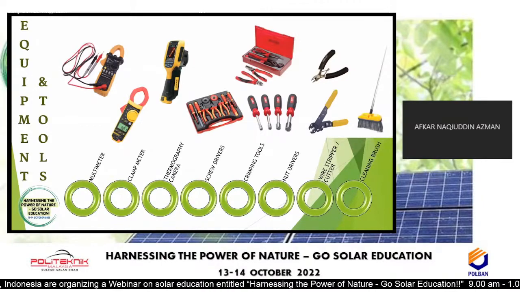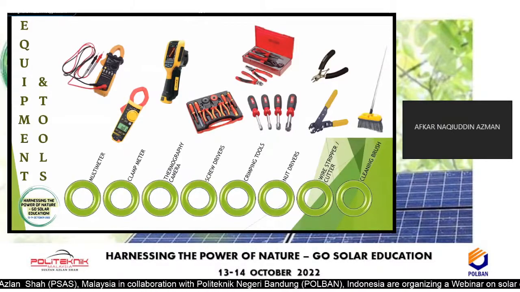And then we have tools such as screwdriver, crimping tools, nut drivers, wire stripper, which are used to maybe tighten the loosened screws, or in some situations maybe there are some injuries in the cable, so we have to do some new wiring, correct the fault or something. So we need this equipment to help us during the maintenance process.